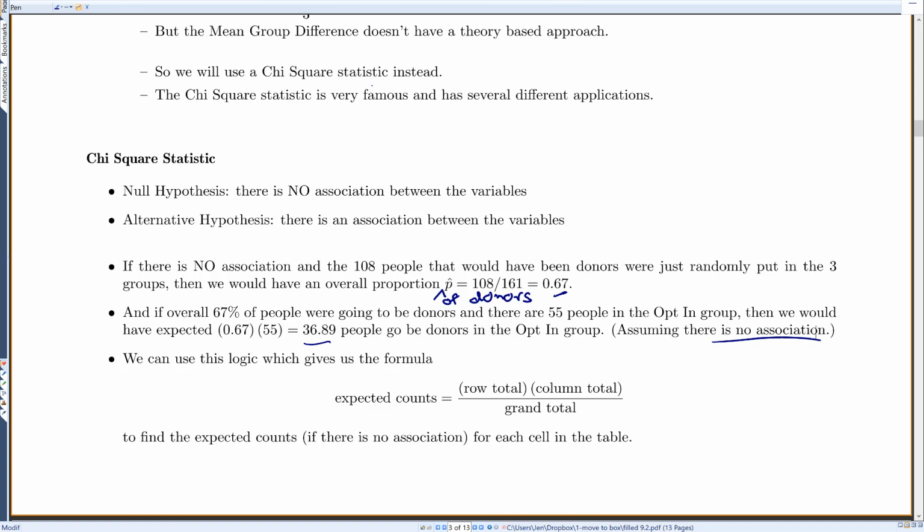And we can use this logic, and that gives us this formula for the expected count, how many we expect in that cell. It's going to be our row total times our column total over our grand total. I am not going to make you do this by hand, ever. I just want you to understand where it's coming from, but you don't have to really understand any of this math because the applet's going to do it all for us. That will let us find the expected counts, again, if there's no association, for each cell in the table.